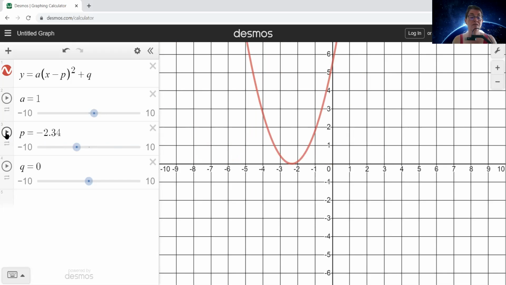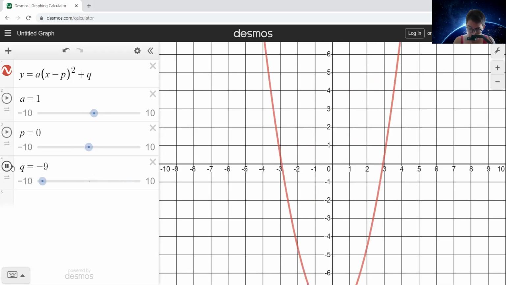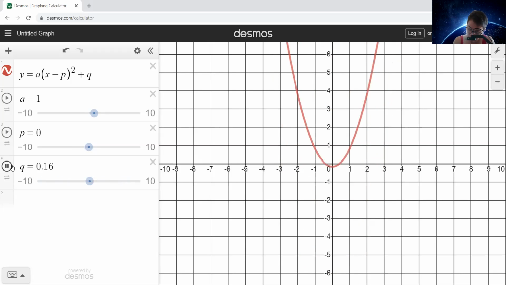So if you're clever, I want you to guess what happens when we mess around with q. Let's see. Exactly. q moves it vertically. So that's the answer to the last question.